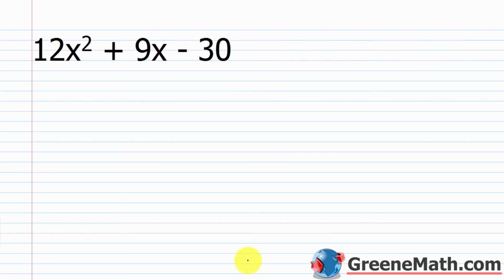So what if we had 12x squared plus 9x minus 30? The first thing you notice is that this has a common factor of 3. So I could pull that 3 out, and I would have 4x squared plus 3x minus 10. If I try to factor this as it is without pulling this out, that trick where I talked about you can't have a common factor in the binomial is not going to work. So that's why I do this to start, to make my life a lot easier.